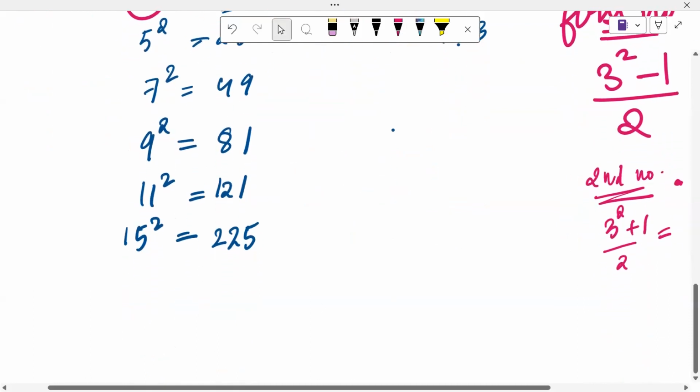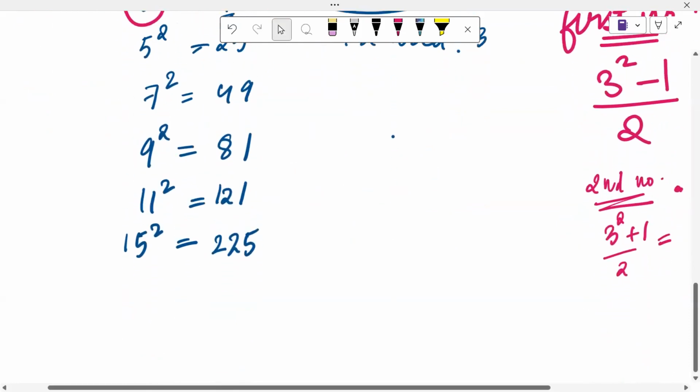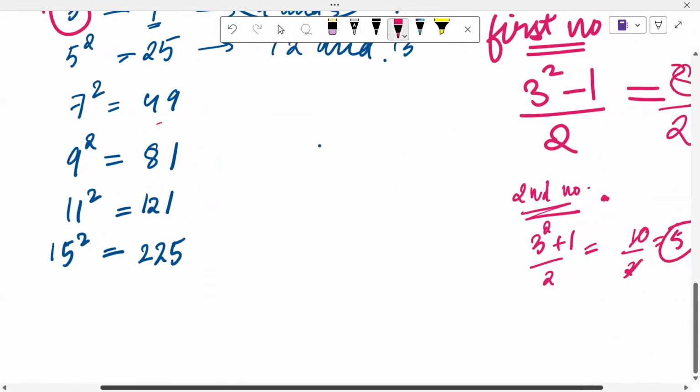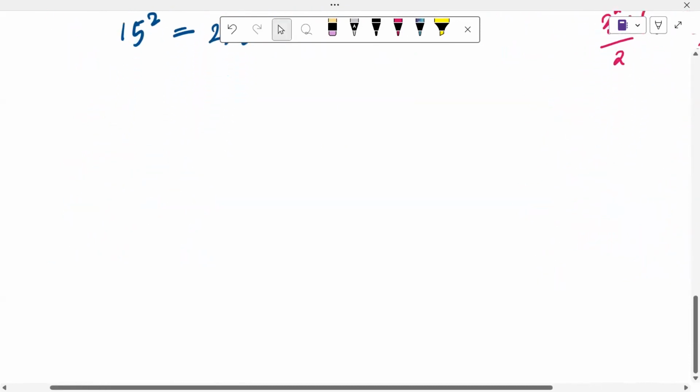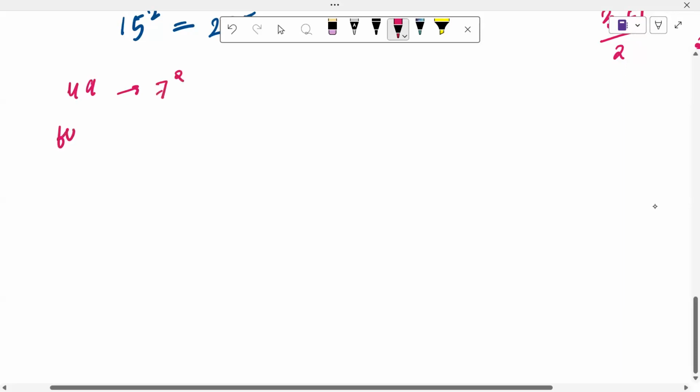But now you can do this thing on your own also. For example, let's find two consecutive numbers whose sum will give us 49. So tell me, 49 is the square of which number? 7. Very good. So how will you find the first number? What is your base number? 7 square minus 1 divided by 2. Very good. What will be your answer?